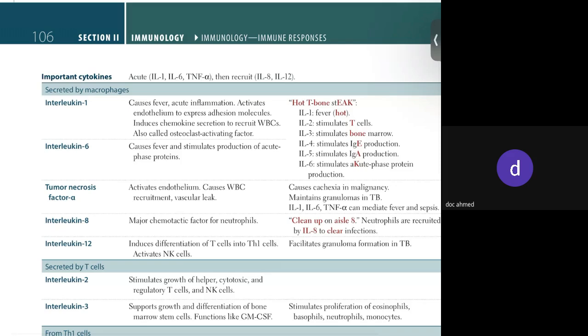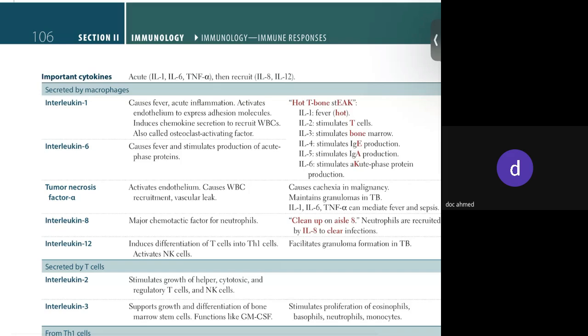What does IL-6 do? It also increases the acute phase reactants. What are acute phase reactants? In every chronic disease, we have something called acute phase reactants, which are the inflammatory markers coming from your liver, right? Keep that in mind. Acute phase proteins from your liver. Very important, okay?